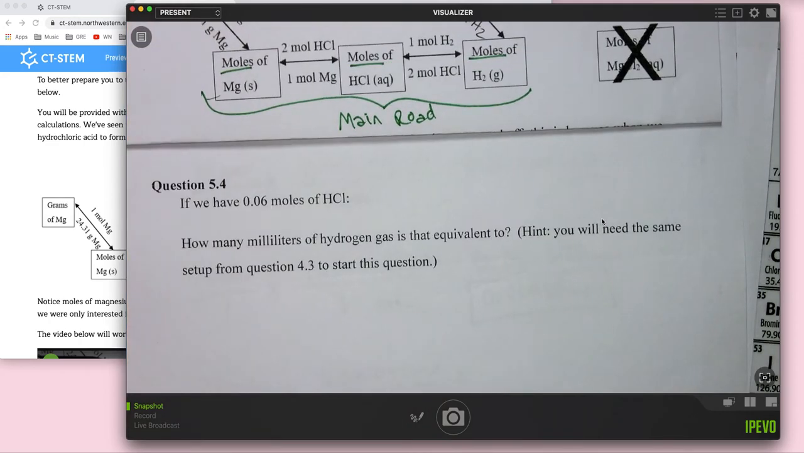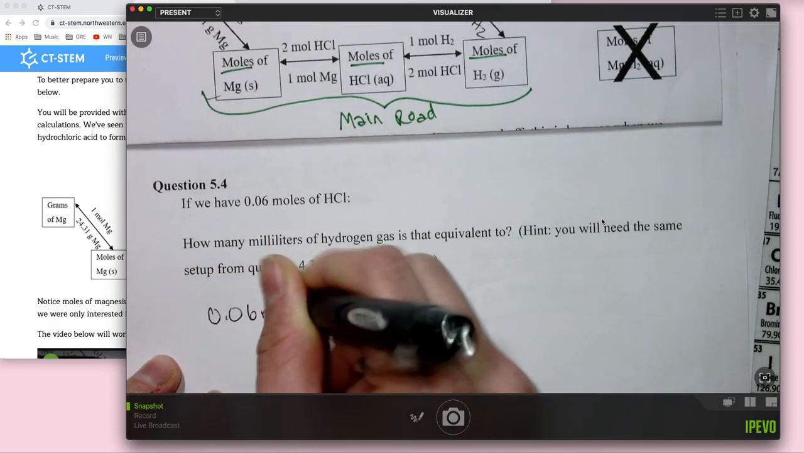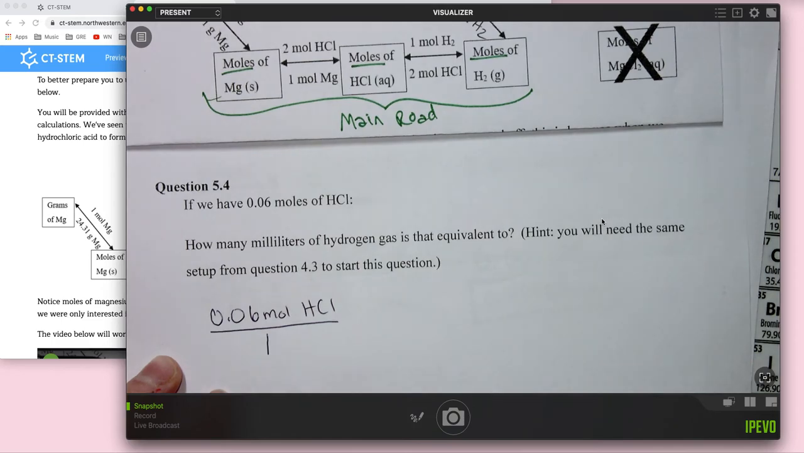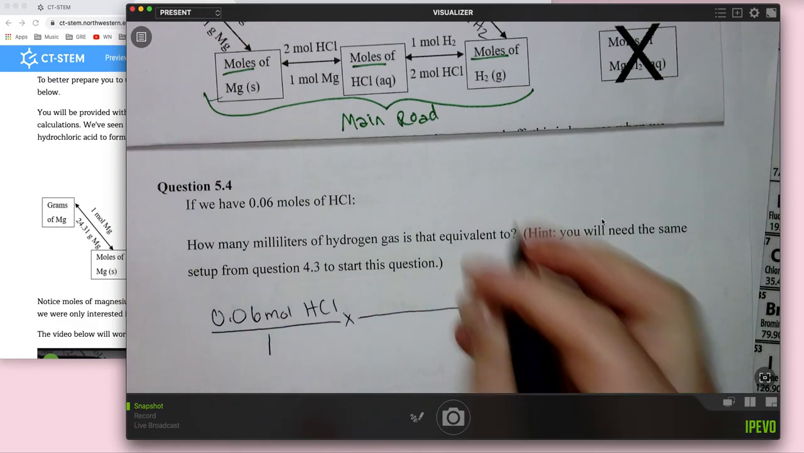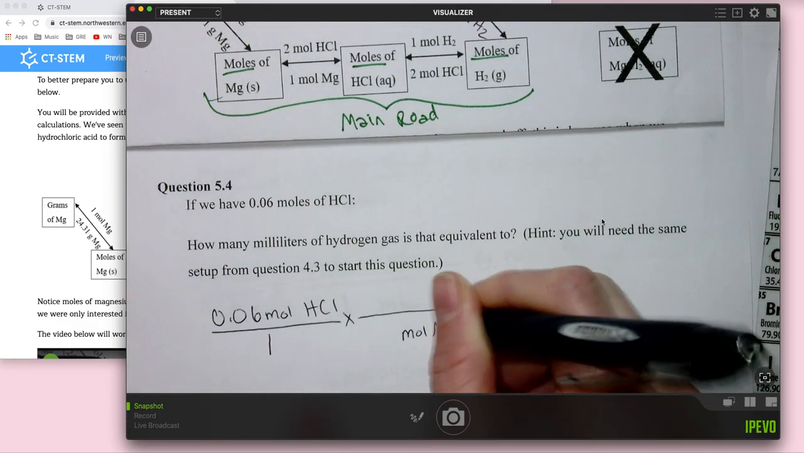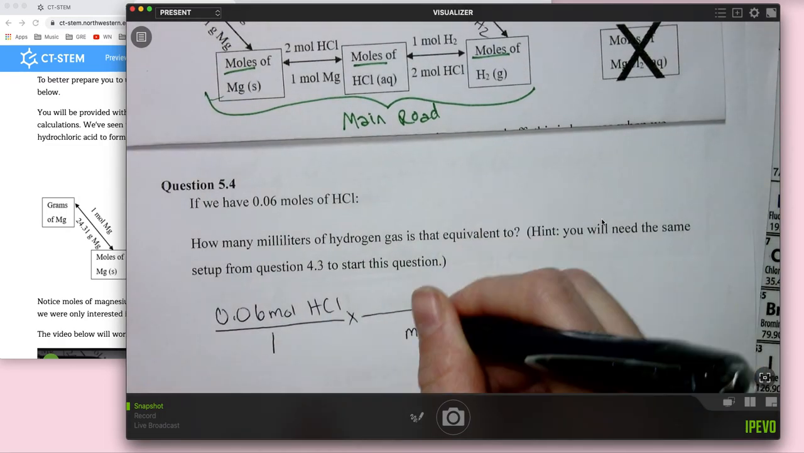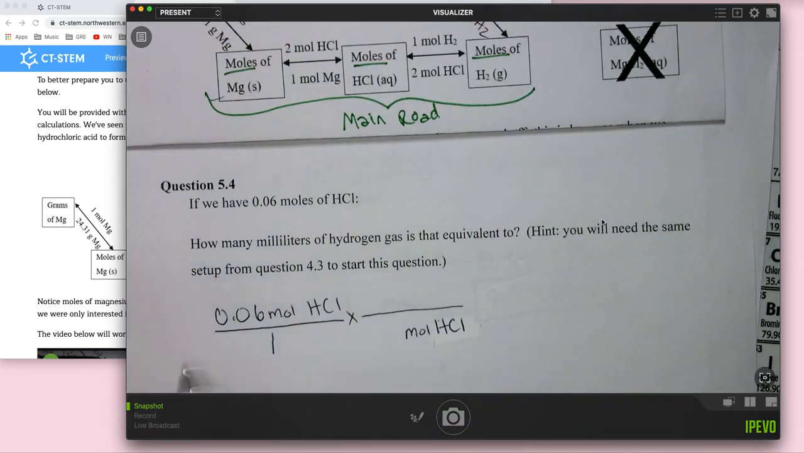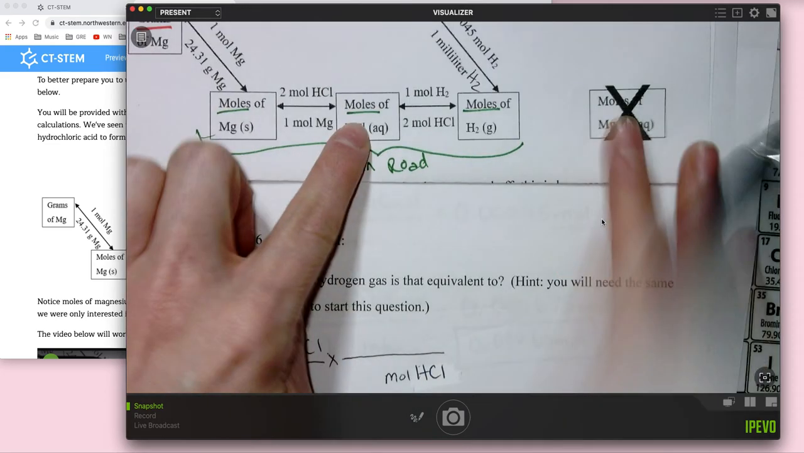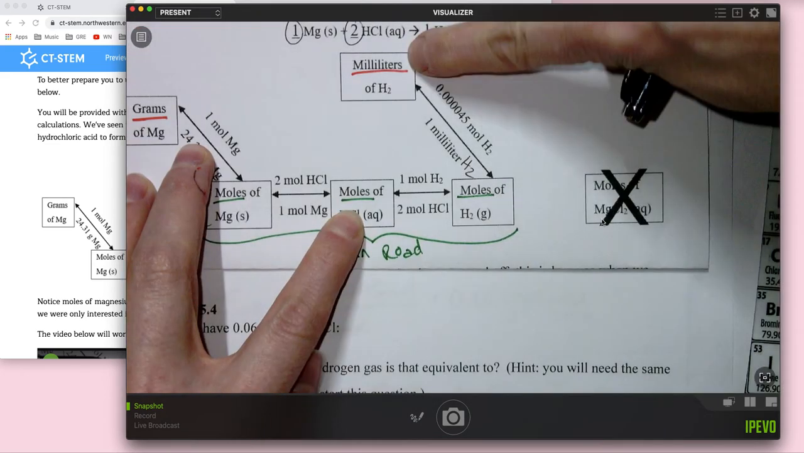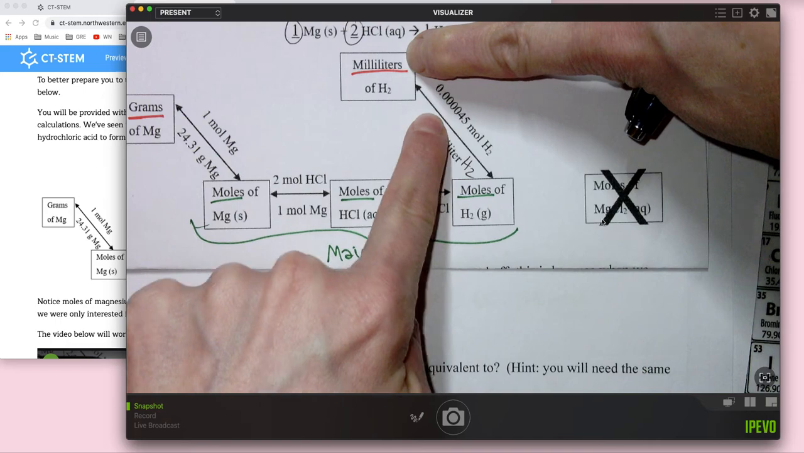Okay, so here's my next one. I still start with 0.06 mole of hydrochloric acid over 1. Mole of hydrochloric acid is at the top, so without even looking at anything else, I know that mole of hydrochloric acid needs to be at the bottom of the next fraction. Like without even reading the problem, I know that that's what's there. Okay, so I'm trying to get to milliliters of hydrogen gas. So I'm starting here, and I'm trying to get to milliliters of hydrogen gas. So I can count 2 different conversion factors between those.